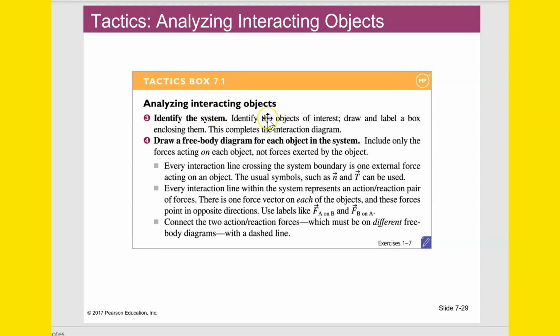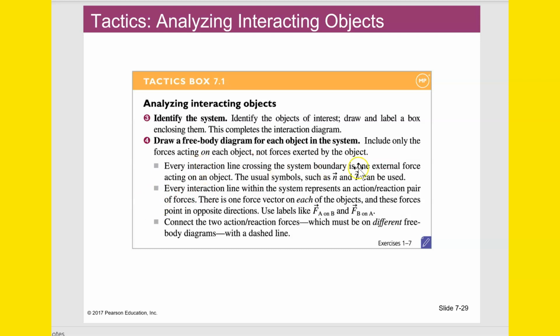Analyze interacting objects. Identify the objects of interest, draw and label a box enclosing them. This completes the interaction diagram. Draw a free body diagram for each object in the system after you have done the interaction diagram. Include only the forces acting on each object, not forces exerted by the object. So again, in your free body diagram, that's something we already knew. When you draw the dot representing the object, you don't put any forces that thing is doing on that dot. You only put the forces that are being done to that object on that dot.